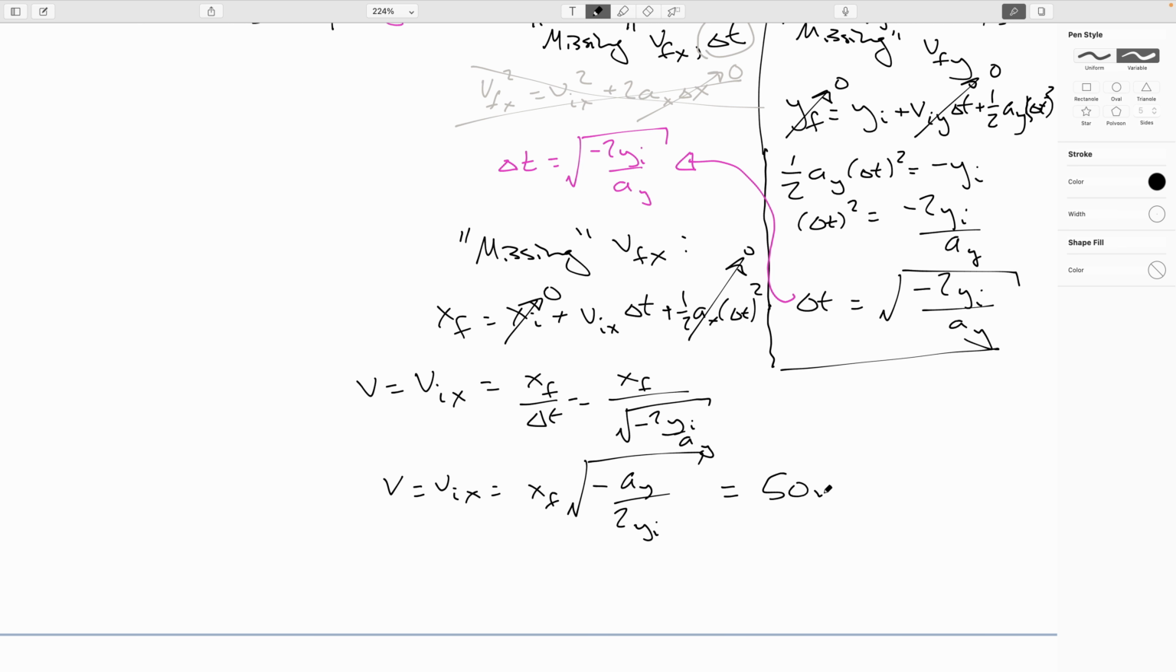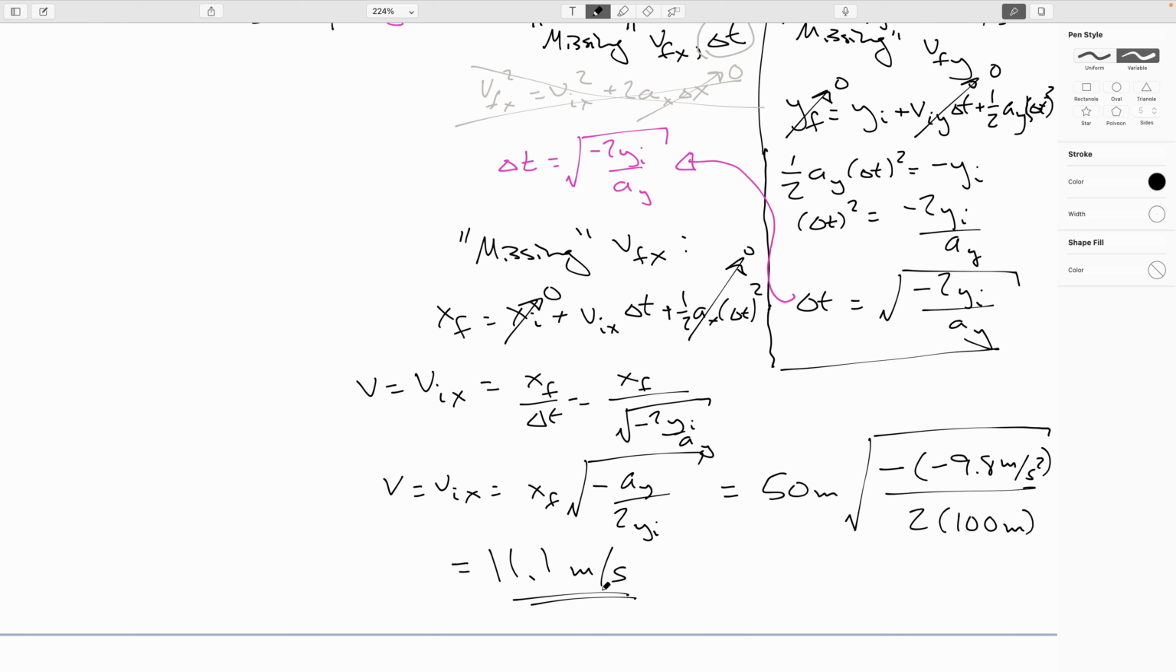So x final is 50 meters. This will be times the square root of minus, then a sub y itself is minus 9.8 meters per second squared, over 2 times 100 meters. All right, so that works out to be 11.1 meters per second. Okay, good. The units check.